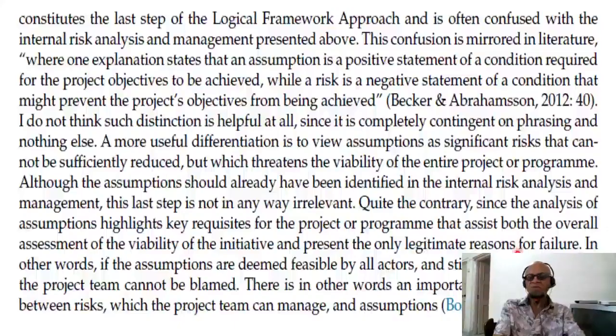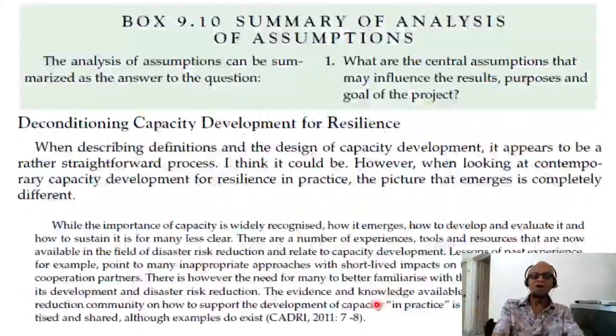So you had unavoidable risk, irreducible risk, which became your assumptions, and then the project fails, then you have legitimate reasons for failure. In other words, if the assumptions are deemed feasible by all actors and still turn out not to hold, the project team cannot be blamed. There is, in other words, an important political difference between risks which the project team can manage and assumptions which have to be left to act of God in some ways.